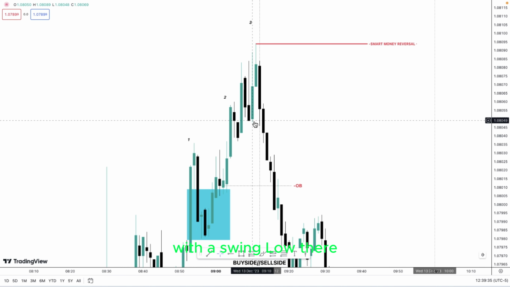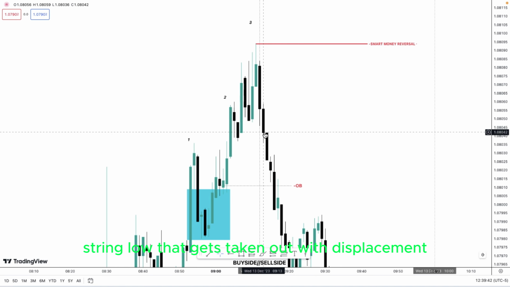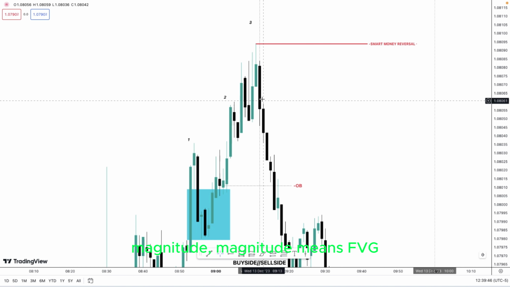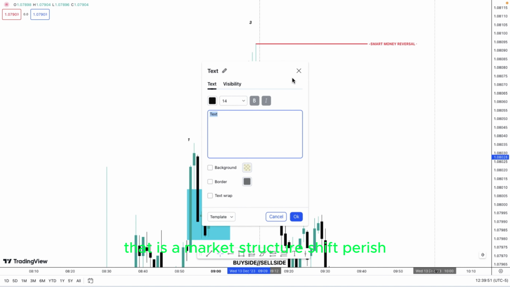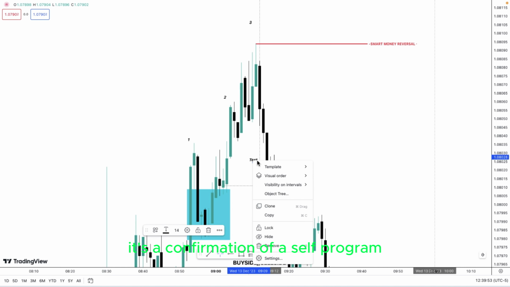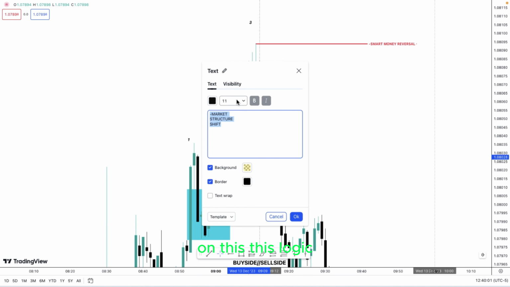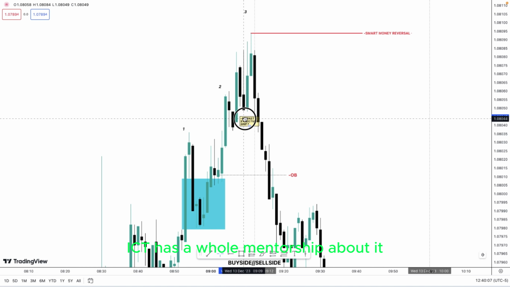We have a swing low there, with the previous high there that got taken out, swing low that gets taken out with displacement. Displacement means magnitude, magnitude means favorable gap. So what is that? That is a market structure shift, bearish. It's the confirmation of a sell program. So I made a video on this logic I'm speaking about now. Model 2022. Even ICT has a whole mentorship on it.